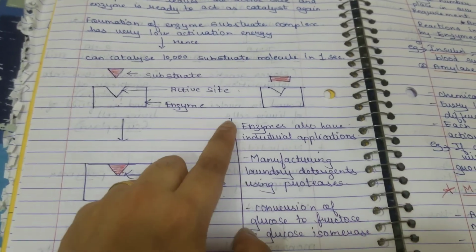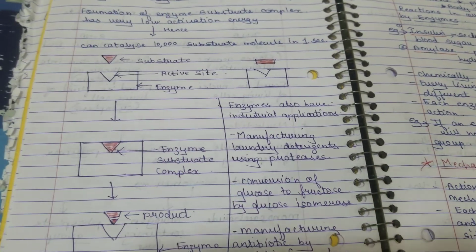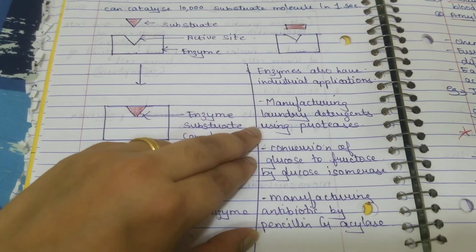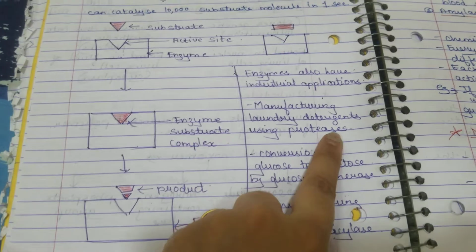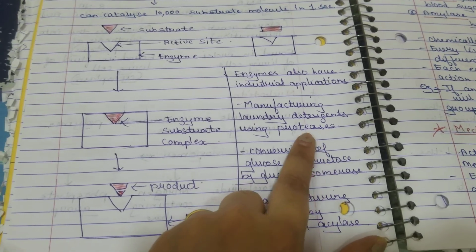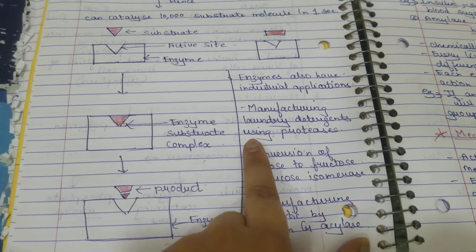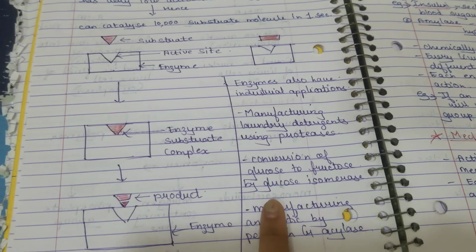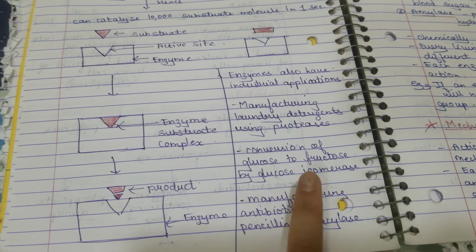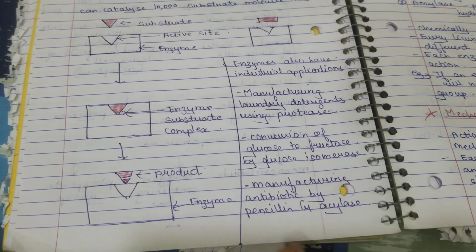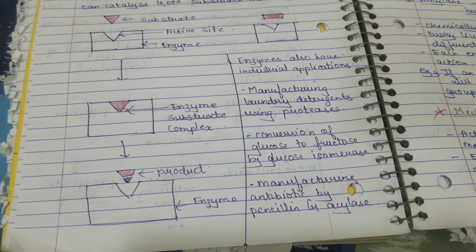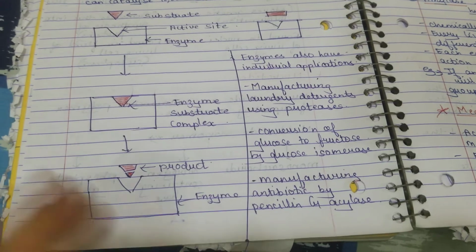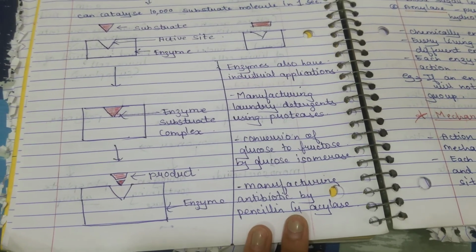Okay, and these are some of the examples of enzymes that have industrial applications. So the first one is manufacturing laundry detergents using proteases. So proteases is basically an enzyme which is used in manufacturing laundry detergents. Now laundry detergents, I hope you know, kapde dhone ka powder, right? Now next, conversion of glucose to fructose by glucose isomerase. Next is manufacturing antibiotic by penicillin G acylase. Now I hope you all know what is the meaning of antibiotic. So manufacturing antibiotic by penicillin G acylase.